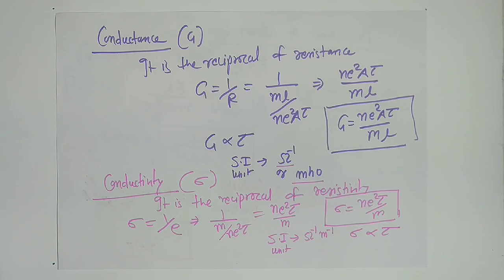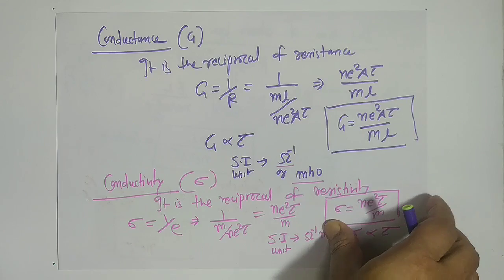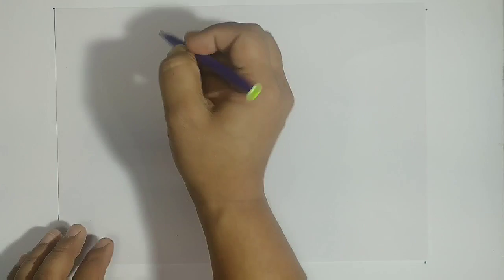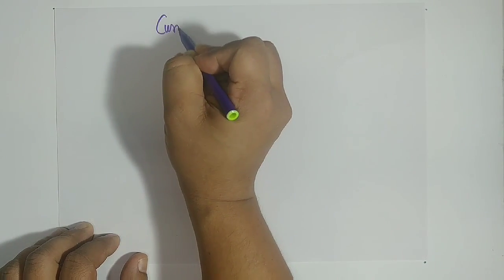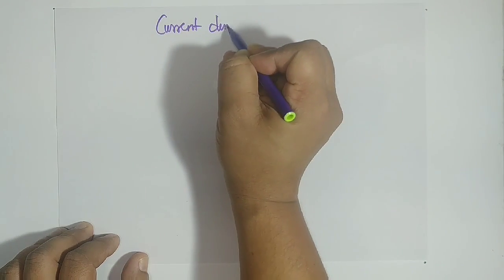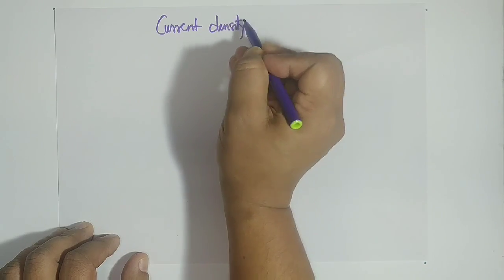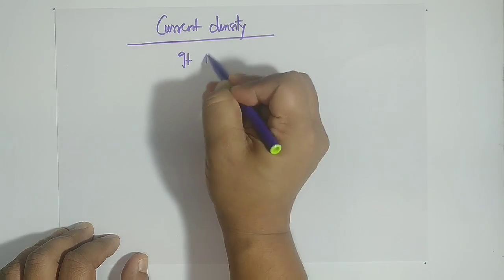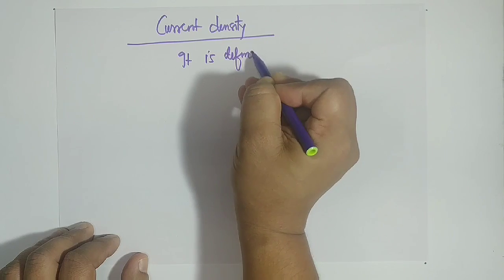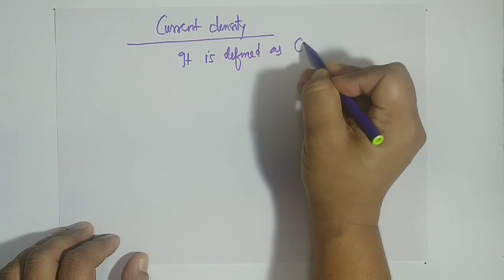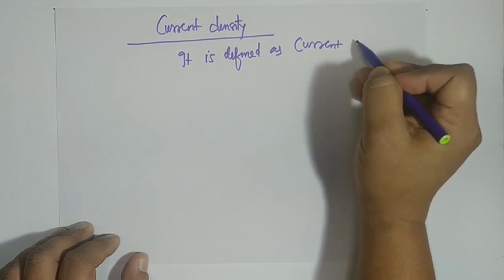And then there is another very important term, which is current density. Now current density is very important. This is how you define current density. Current density is defined as current per unit area.